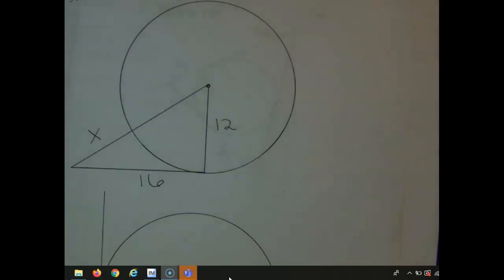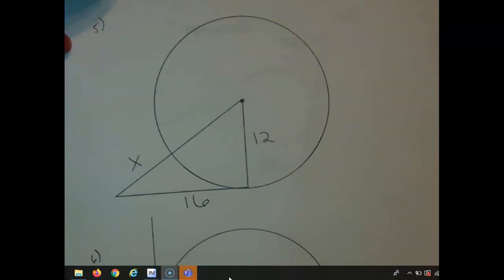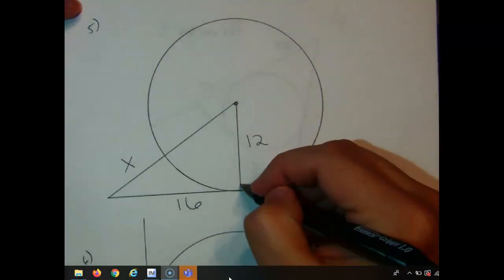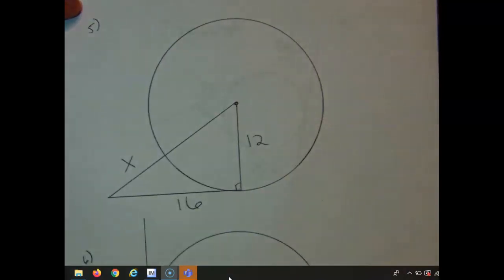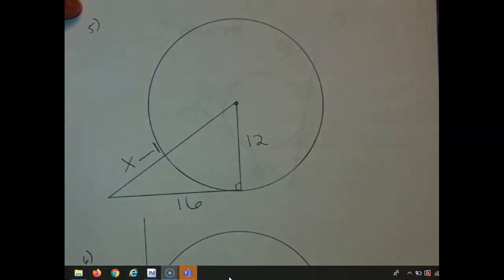Alright, let's move along to number 5. Number 5 is actually a really simple problem because it gives us the radius of being 12, but we need to find x. X is from the outside edge of a circle to the end of where this tangent is meeting. So we need to find this length.